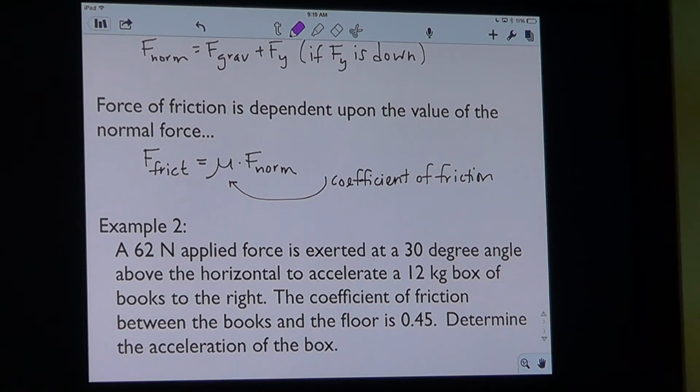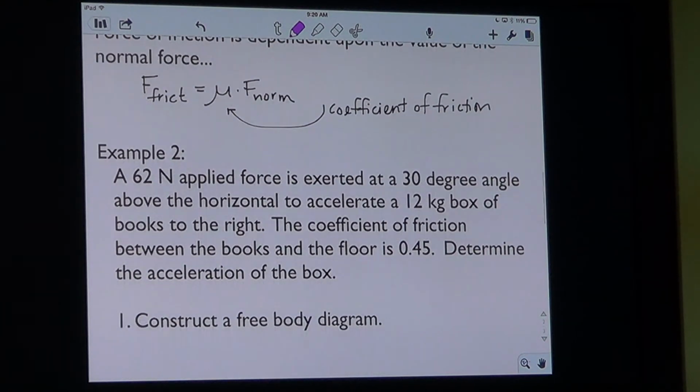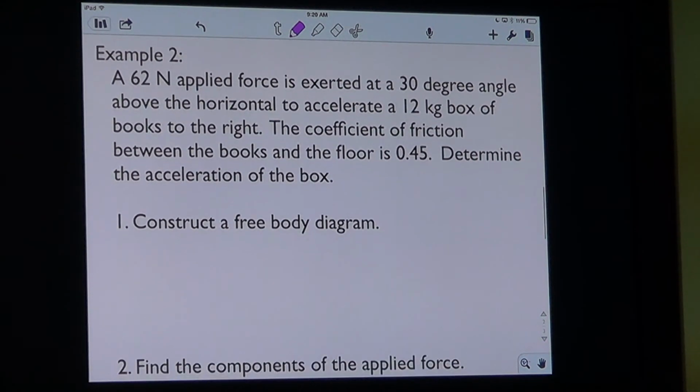And the force of friction is dependent upon the value of the normal force, which is why it's important to know what that force is. And this equation should look familiar to you. We did it back when we were talking about forces. And that's that the friction will equal mu, the Greek letter which represents the coefficient of friction, times the normal force. Okay, so we're going to go through another example step by step, similarly to the last one.